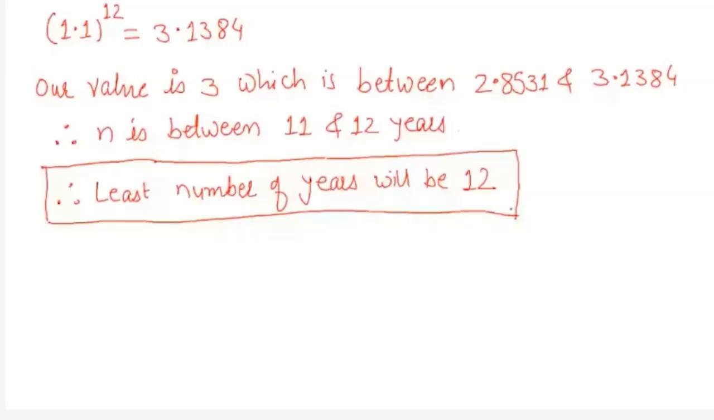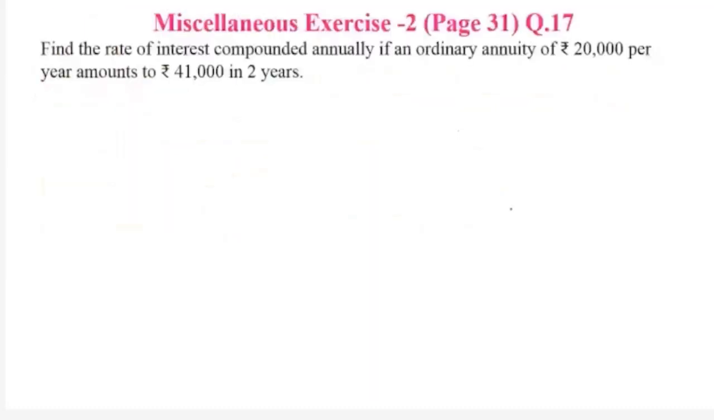Exceeding 12 years. So minimum 12 years you should keep. That time it will exceed. What will happen at 11 years? At 11 years, it will not exceed. It will be less. When will it be equal? It will be equal somewhere between 11 and 12 years. It will exceed at 12 years. Okay, next one.